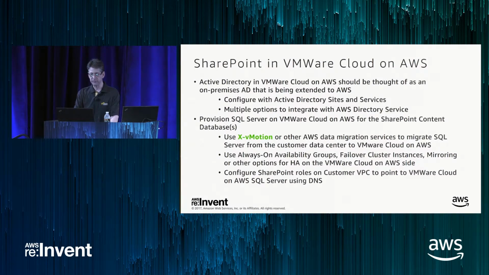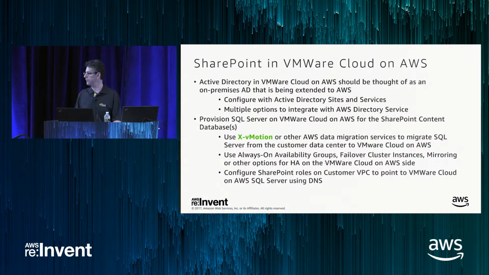So on the SQL Server side, I mentioned that you have a couple options for high availability, whether it's Always On availability groups or failover cluster instances, or mirroring or log shipping. All that works. What I didn't show, which is an interesting option, is you can provide high availability between the VMware Cloud side and the AWS side. So you could set up an Always On availability group in which the primary lives on the VMware Cloud side and your secondary lives on the AWS customer VPC side.